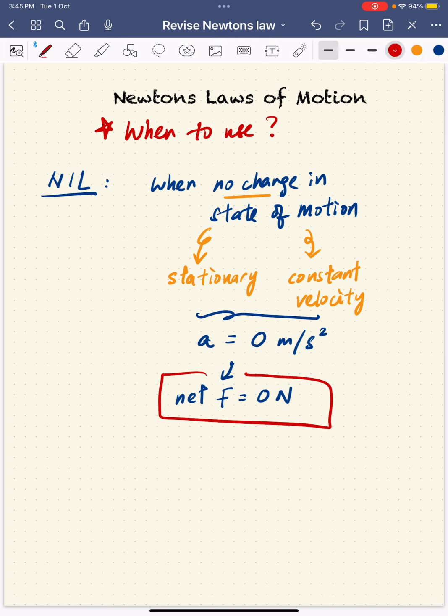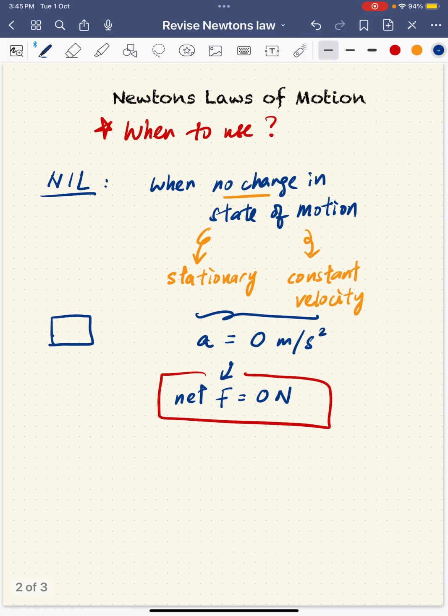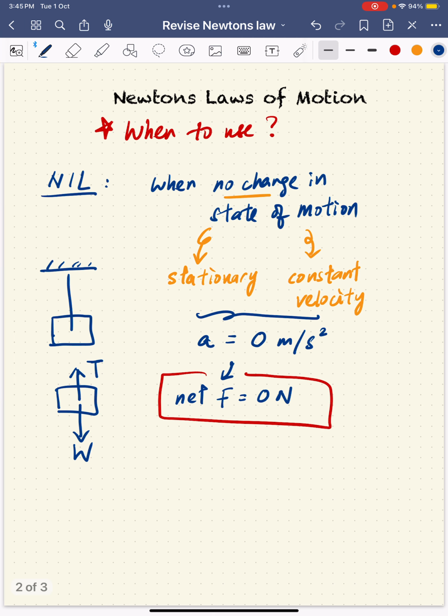Example. If I have an object of mass m, tied on a string and dangled from the ceiling, then the free body diagram is going to look like this. We have upwards tension, and downwards the weight. Since the object is not moving, it is stationary, it must mean that Newton's first law applies, and therefore the net force acting on it is 0.